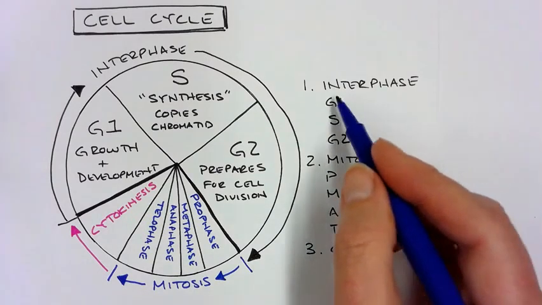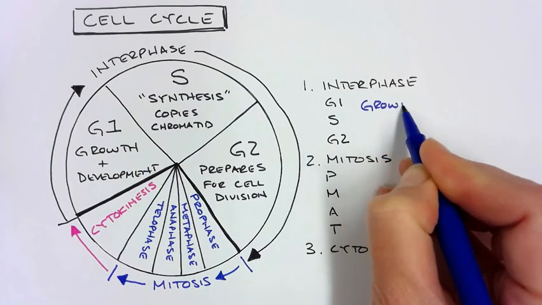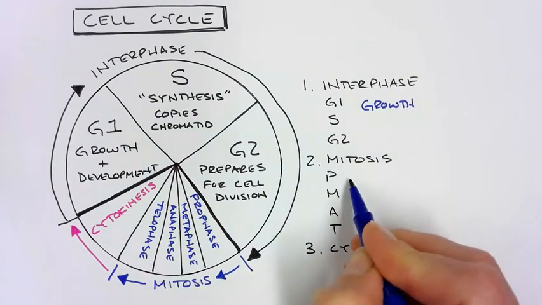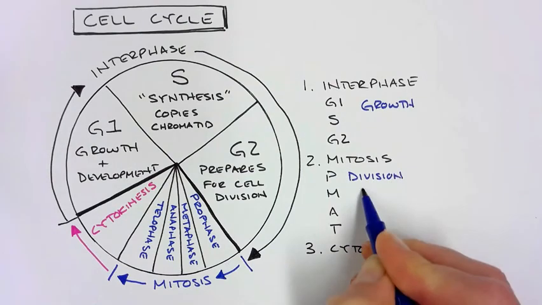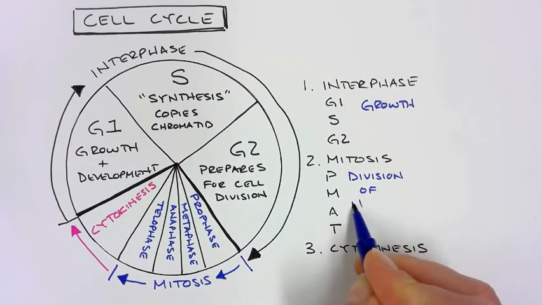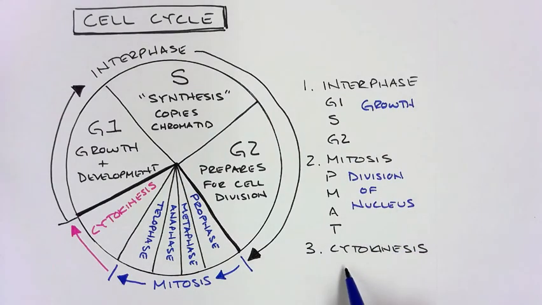Let's quickly review. Interphase is basically about growth. Mitosis is division of the nucleus. And cytokinesis is division of the cytoplasm.